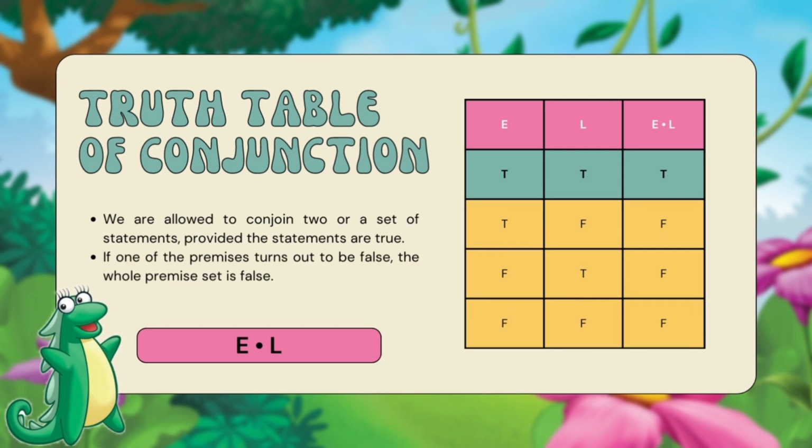This means that we are allowed to conjoin 2 or a set of statements provided the statements are true. Thus, it is the only requirement. Note that the premises of a deductive argument, however numerous, are connected by conjunction. This means that if one of the premises turns out to be false, the whole premise set is false.